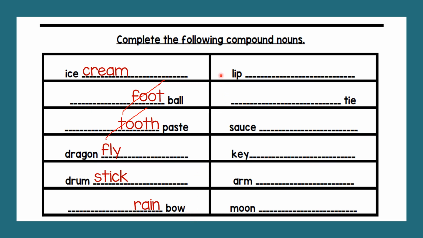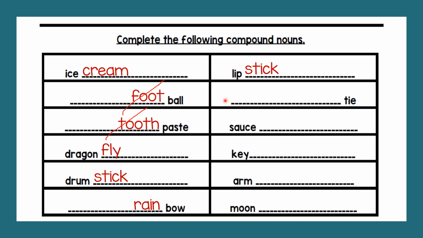Next one, lip. What can you add to the word lip? Something you wear on your mouth. Has a lot of colors. It is lipstick. Lipstick. Another tick if you got that correct.